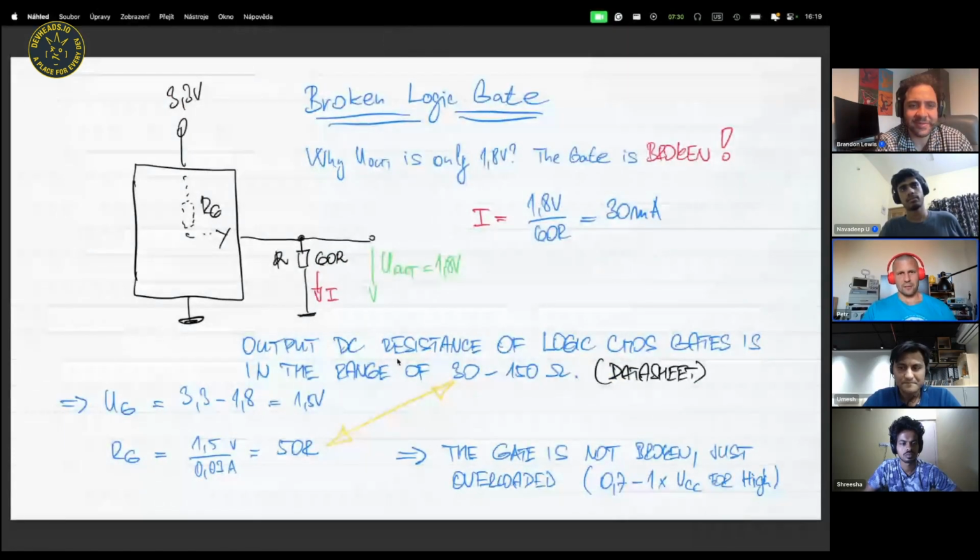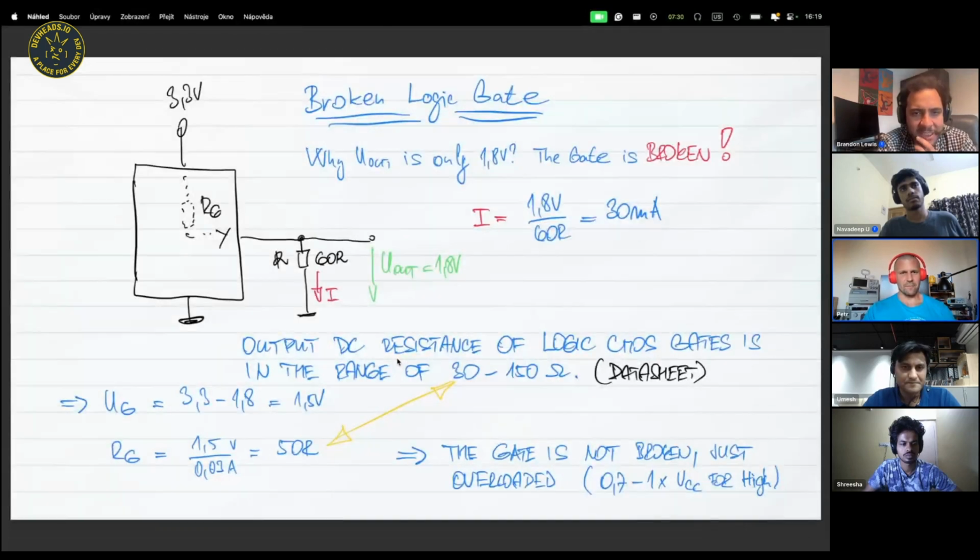The third and last stage I call the broken logic gate. It's like a story from engineering practice. And what happened? I will tell you the story. There is a logic gate. It doesn't depend which logic function it is. Let's say it's an OR or something.